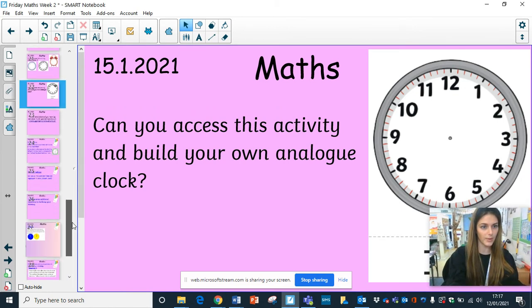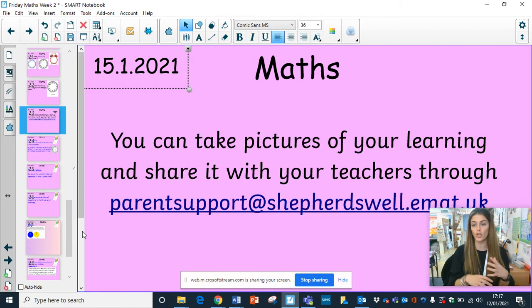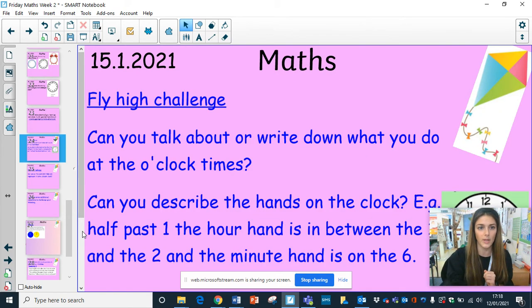Finally, we'll just go through some of your challenges. So remember, you can share any of this learning with your teachers. If you email them through this, just put your child's name in the subject, just first name, and then add on the child's class, so owls or woodpeckers, so we can respond.